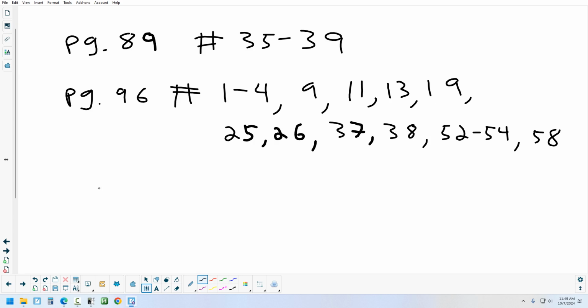Okay, so that covers everything in that half section we didn't finish, and then the other section. So page 89, 35 to 39, that is a break-even point problem. I think it's like find the cost, find the revenue, find the graph, find the break-even point. So it's all one question. And then page 96, that's on solving linear and quadratic equations.